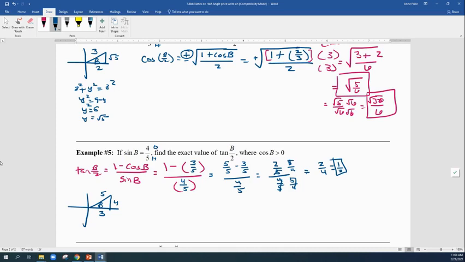Again, if you wanted to try the strategy, let's say we went back to here and we left it as 1 minus 3/5 divided by 4/5, you can still multiply the numerator and denominator by a common denominator.